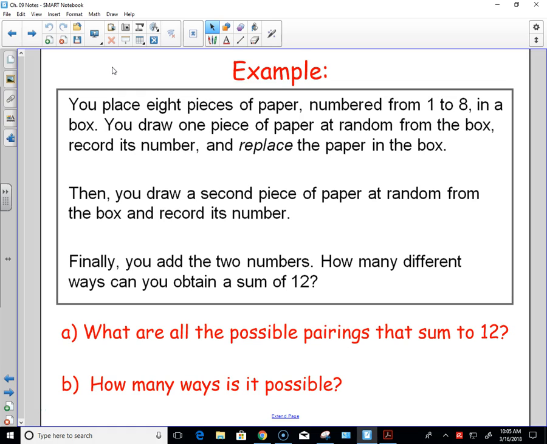Probability. Sections 9-6 and 9-7. 9-6 tells us how to count stuff. 9-7 tells us how to figure out ratios, percentages of stuff. 9-7 is chances. 9-6 is how do we even think about counting?